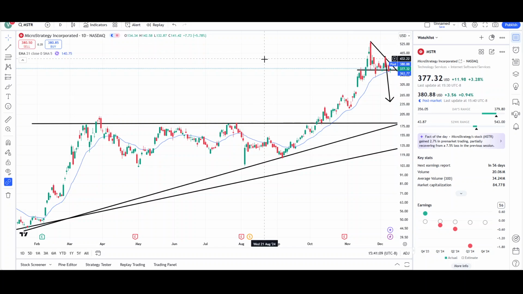What's up, traders? This is Vee Trades, and today I will be doing a technical analysis breakdown for MicroStrategy Incorporated with the ticker symbol MSTR. I will first be going over what I see on the daily chart and finish the video off with the weekly chart. This video is for entertainment purposes only. Please trade at your own risk.